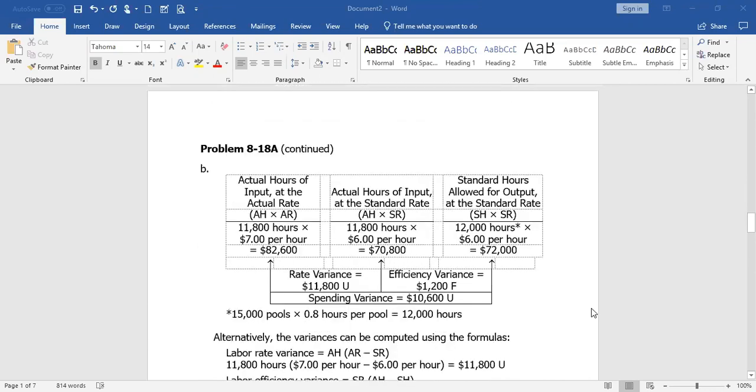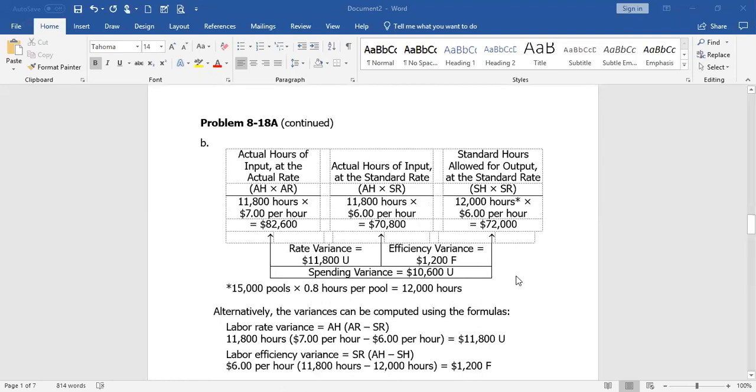Now, in B, labor rate and efficiency variances. Now we're going to look at labor. Again, determine actual cost of labor, actual hours at actual rates. $82,600 was the actual amount you paid for labor. What's the flexible budget amount? Actual hours times standard rate. 11,800 hours times $6 per hour. $70,800. The difference there of $11,800 is unfavorable.